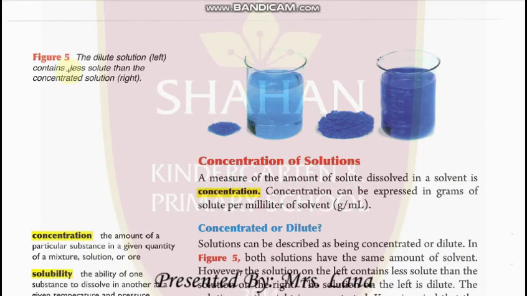So in this figure number 5, we have these two jars. Also be careful: the dilute solution in the left one contains less solute than the concentrated solution in the right. This contains more solute. As I said, when you put something in the water, it's called a solute, and this is the solvent. The water or the liquid is the solvent, and the particles we put in it are the solute.